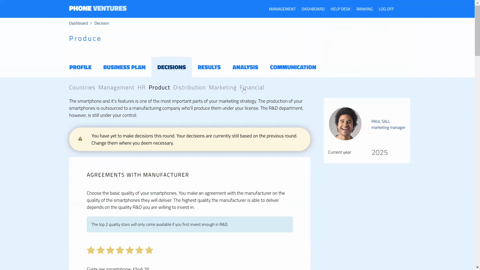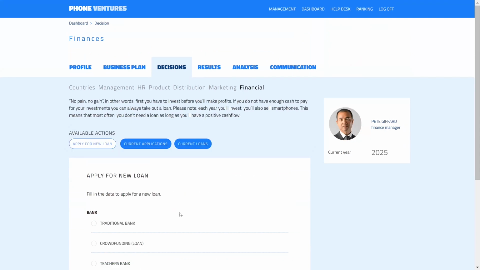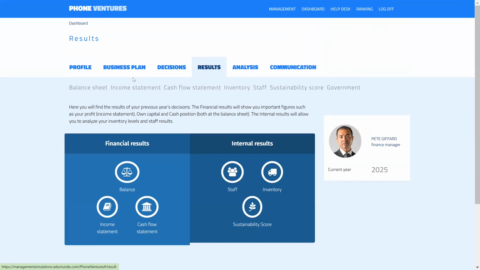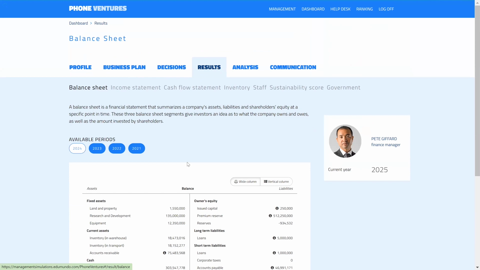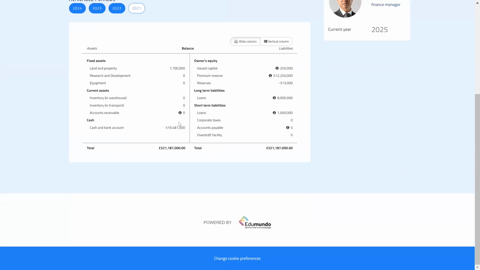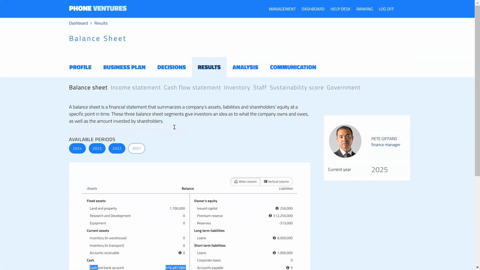I won't go over the other decisions. Don't take on a loan in the first round. That's a tip. Because in your results, you'll see in your balance sheet that you start out with about 500 million in the bank. So if you take on a loan, you'll have more cash and you'll have to pay interest costs. You have plenty of cash to start off with.